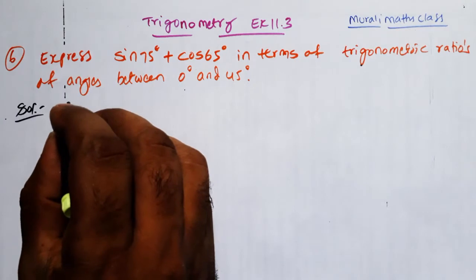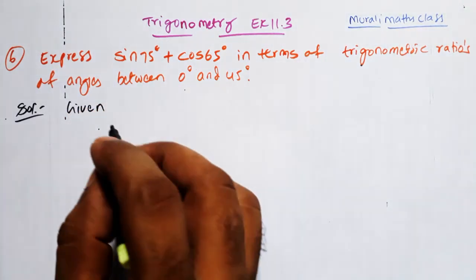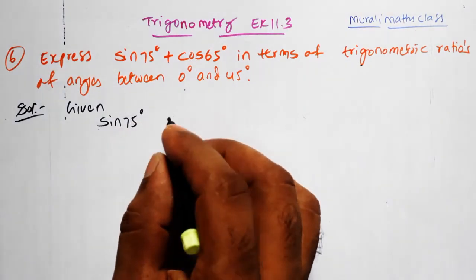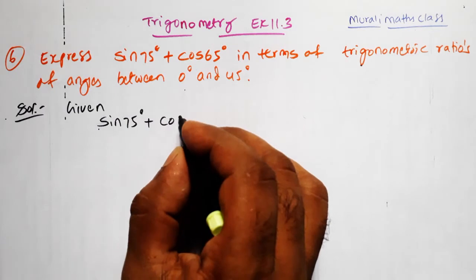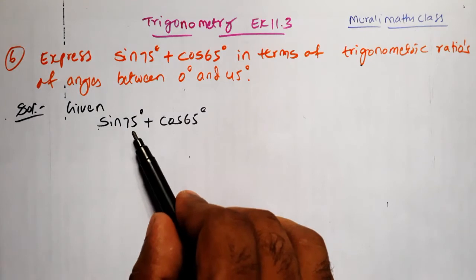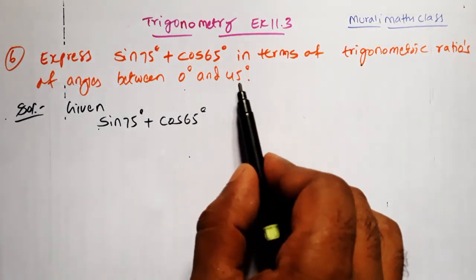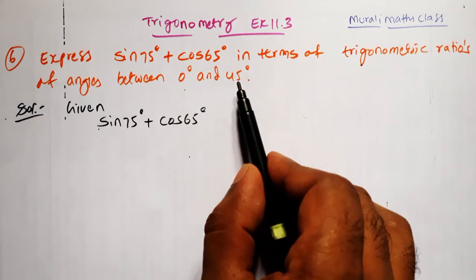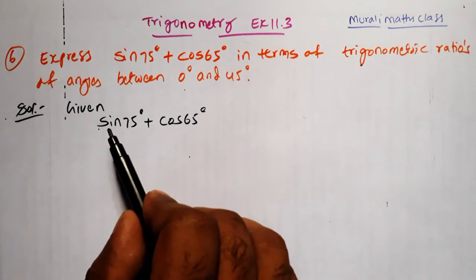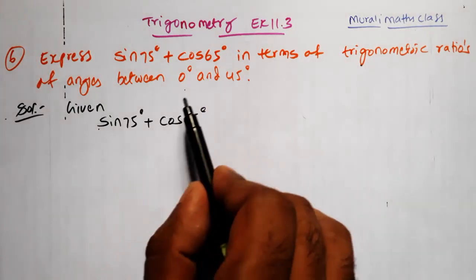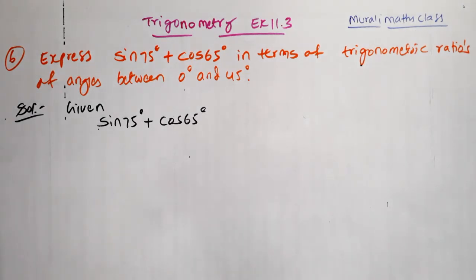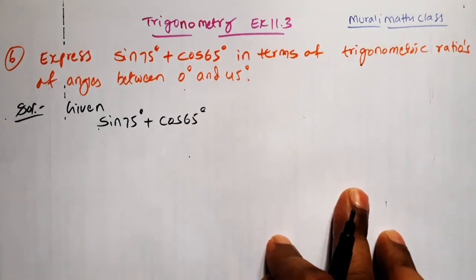Given, what they gave? Sine 75 degrees plus cos 65 degrees. Now we need to change these angles. 75, 65 should be in between this range, 0 degrees to 45 degrees. And sine and cos may be anything. Here you can get cos or tan, anything should be there. But angle should be 0 to 45 degrees. Like that we have to convert. For this we have to use trigonometric ratios of complementary angles.